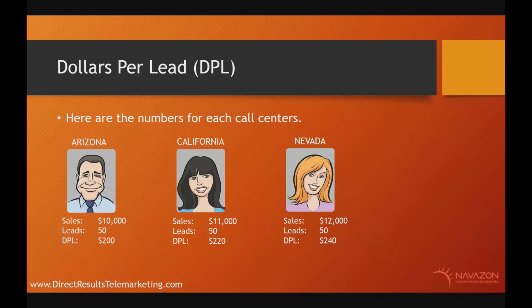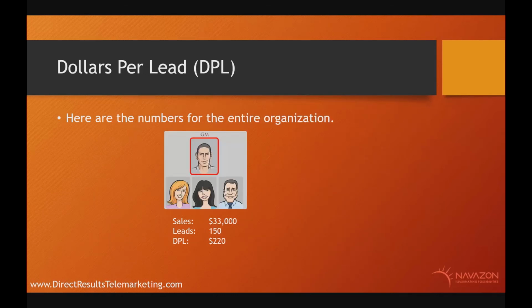In Nevada, her total sales for the week was $12,000, and with 50 leads, she's had a DPL of $240 per lead. So Nevada this week has had the highest dollars per lead. And we look at the numbers for the entire organization. So we're going up the ladder. For the entire organization, the total sales was $33,000. Divide that by the 150 leads that were generated by running that infomercial, and we'll get an average DPL for the entire organization of $220.